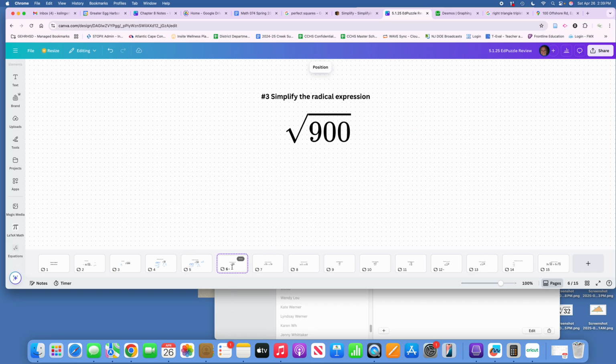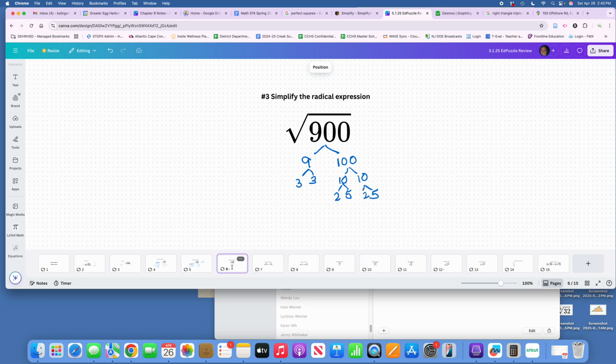Okay. The next one is radical 900. Okay. If you know the perfect square, that's fine. If you don't, we're going to break this down. So I can do 9 times 100. I can do 3 times 3. I can do 10 times 10. 2 and 5. 2 and 5.